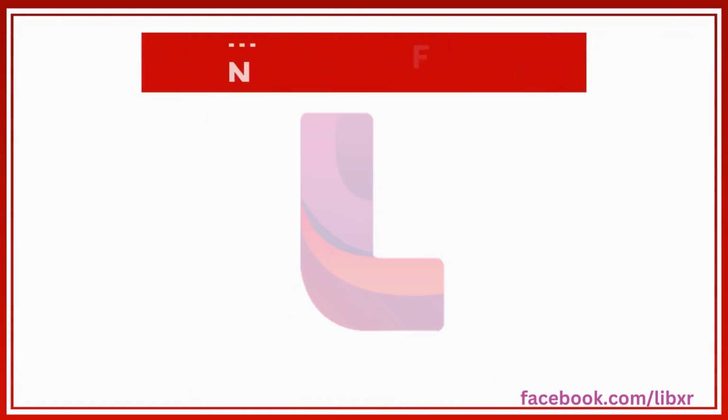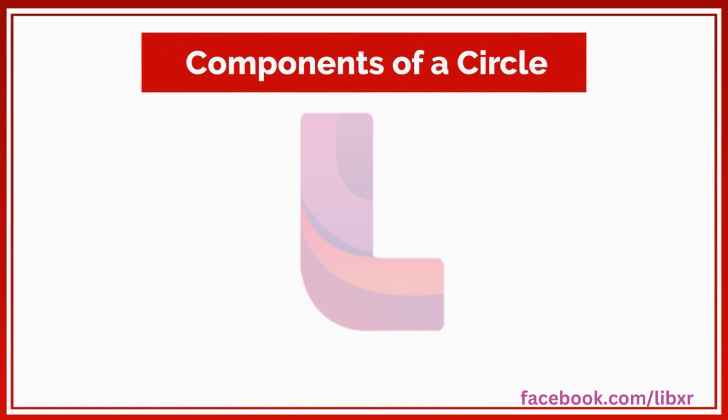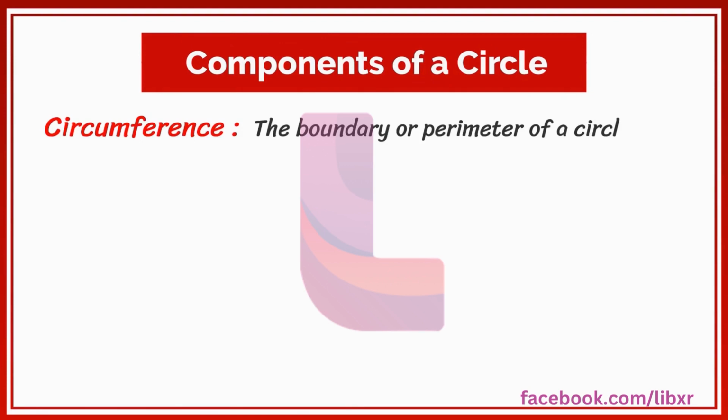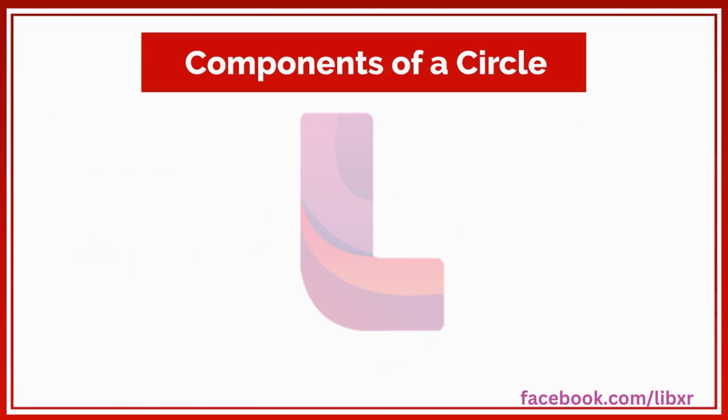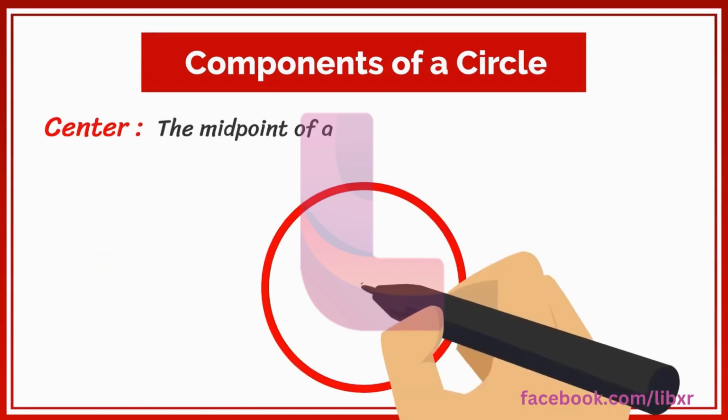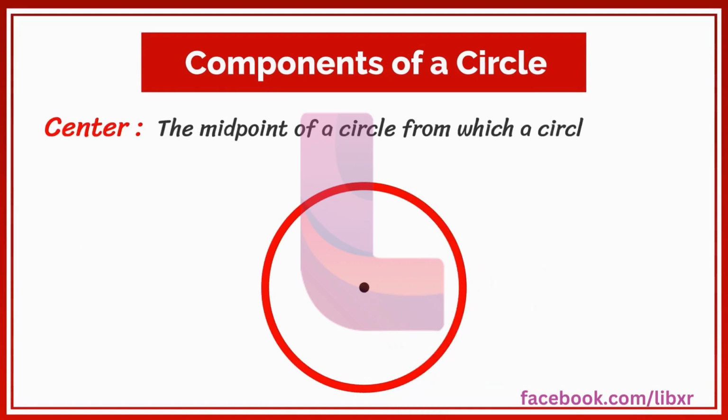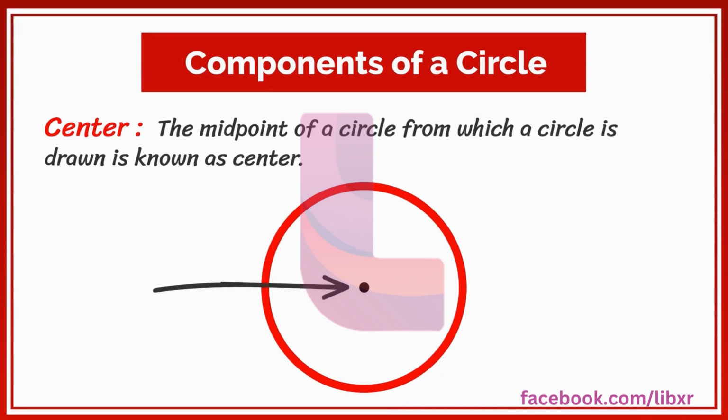What are some basic components of a circle? Circumference. The boundary or perimeter of a circle is called circumference. Look at this circle. This boundary is the circumference. It is denoted by C. Center. The midpoint of a circle from which a circle is drawn is known as center. Point P here in the mid of the circle is the center.